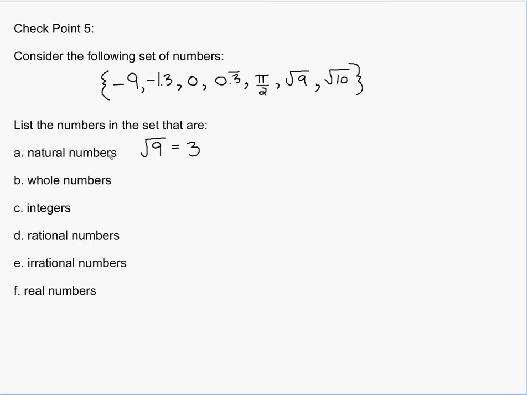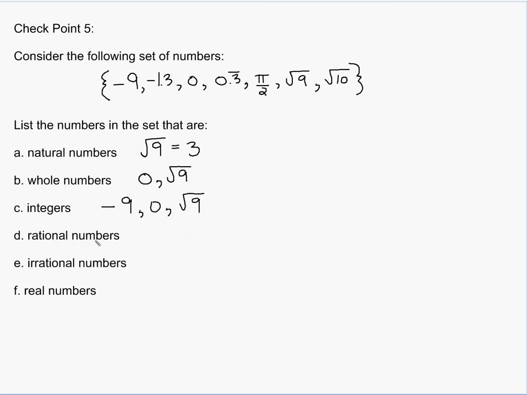Whole numbers are your natural numbers plus 0. So 0 is in that subset, so I'll include it. And we already said that square root of 9 is a natural number. Moving on to integers. Integers are now including your negatives. So -9 is now included, 0, and square root of 9.